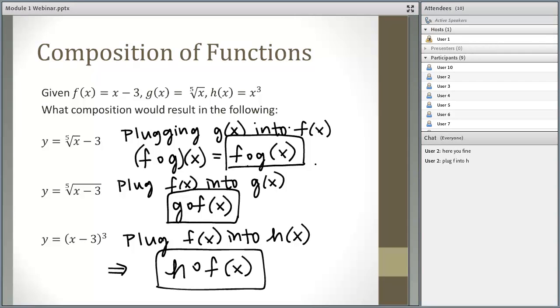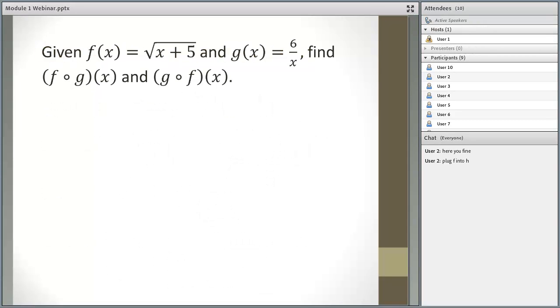Okay, so let's actually calculate some composition of functions. So in the last case, we were given the end result. How did we get here? In this case, I'm giving us two functions, and I want us to find the composition. So we have f of x is the square root of x plus 5, and g of x is 6 over x.